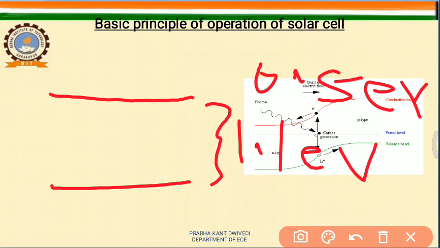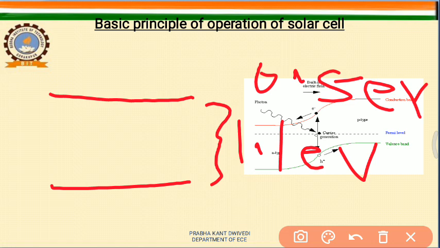So after falling on the junction, where will this energy go? This energy will be dissipated in the form of heat near the junction. That means this photon will not generate any electron-hole pair or any charge carrier in the device. This is a waste of energy, and due to this wastage, the efficiency of the device decreases.